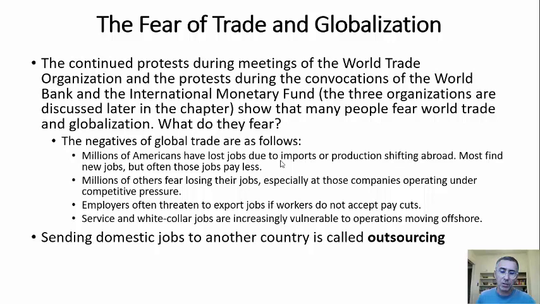And as we discussed earlier, if you're going to be part of the global economy, and maybe you're going to export 50%, 75%, or even 30% of your product outside the United States, you will no longer be competitive if you're forced to export a more expensive product because you were forced to buy a more expensive resource due to protectionism. So that's the fear there. Millions of others fear losing their jobs, those in companies operating under competitive pressure. So employers feel threatened to export jobs if workers don't accept pay cuts. That's a reality, and it's unfair to the workers.